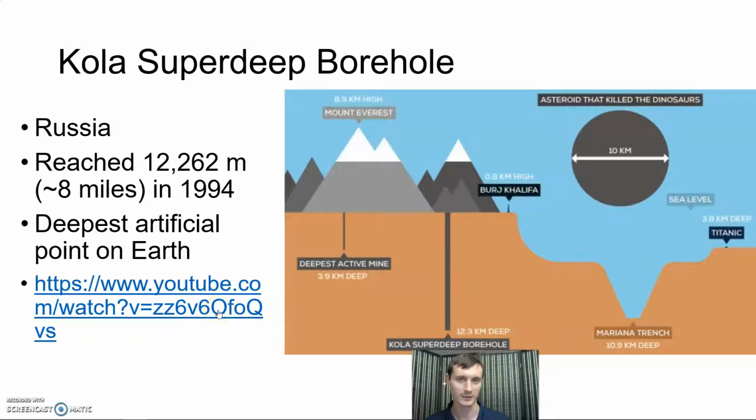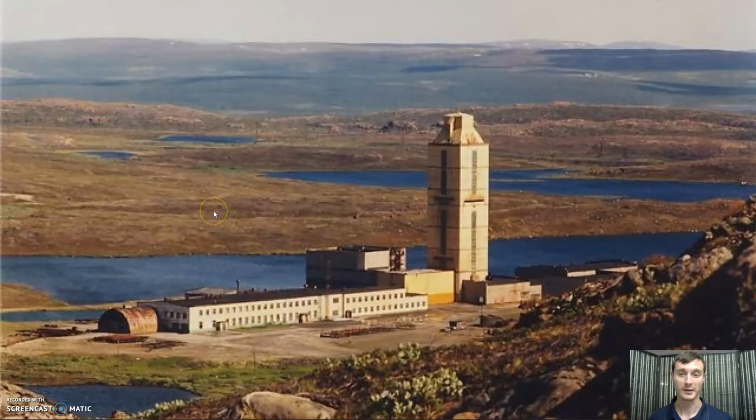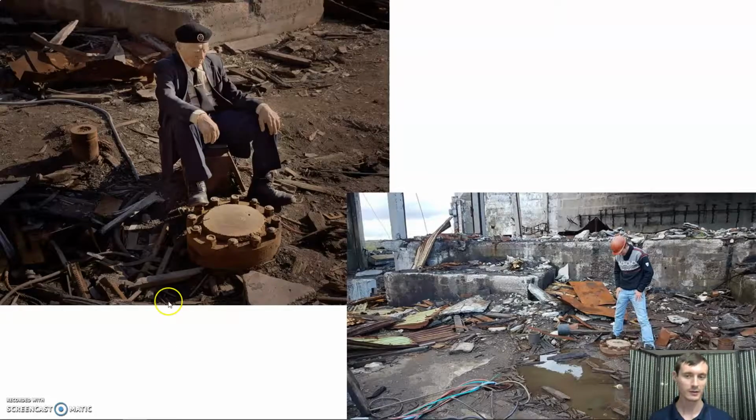And the video here has more information if you like. So this is actually a picture of the Kola Superdeep station in Russia. This is where it would have been drilled, and this is what it looks like nowadays. Kind of abandoned, not being used. There was some scientific research done as a result of the Kola Superdeep, but it's not really being used for anything today. Just a big hole in the ground that nobody wants.